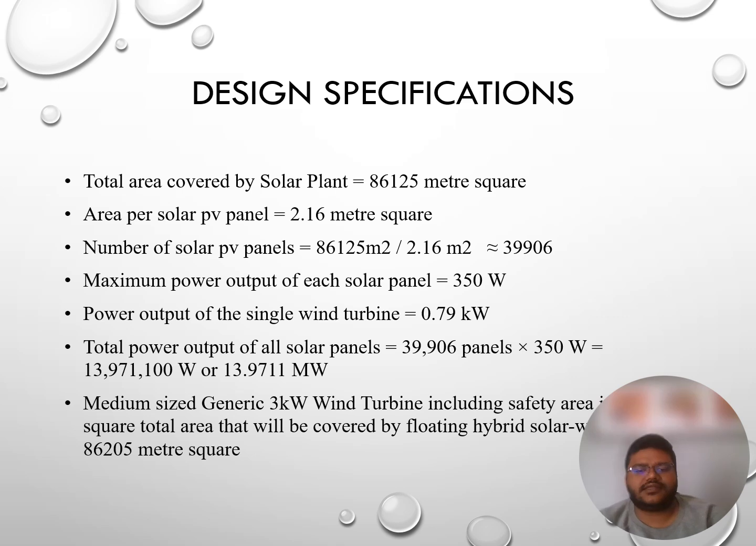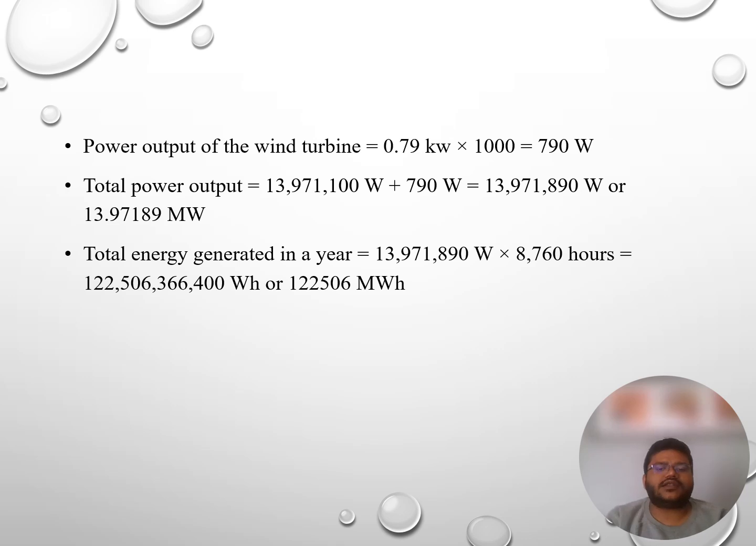To design a floating hybrid solar wind plant, we need around 86,125 square meters of space for the solar and 80 square meters for the wind turbine to be implemented. In total, we need 86,205 square meters, and this will generate 122,506 megawatt hours in a year.